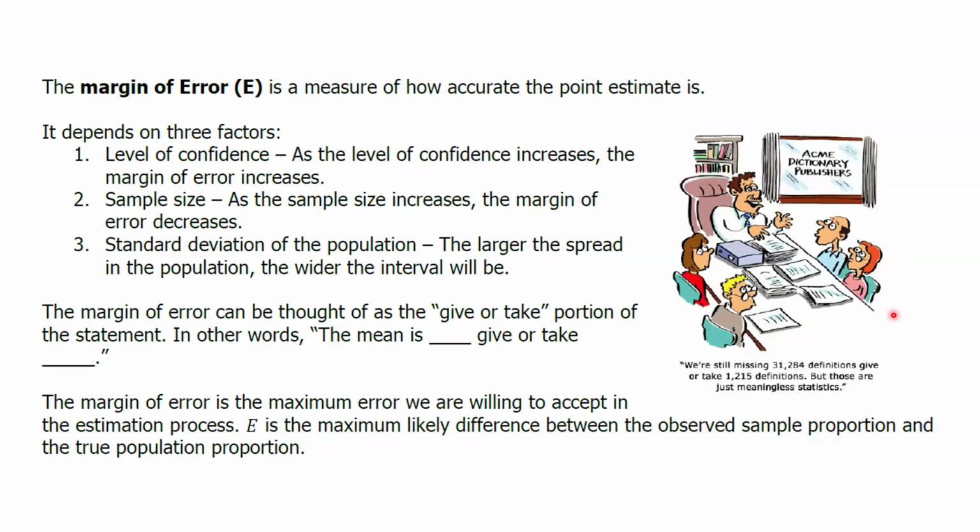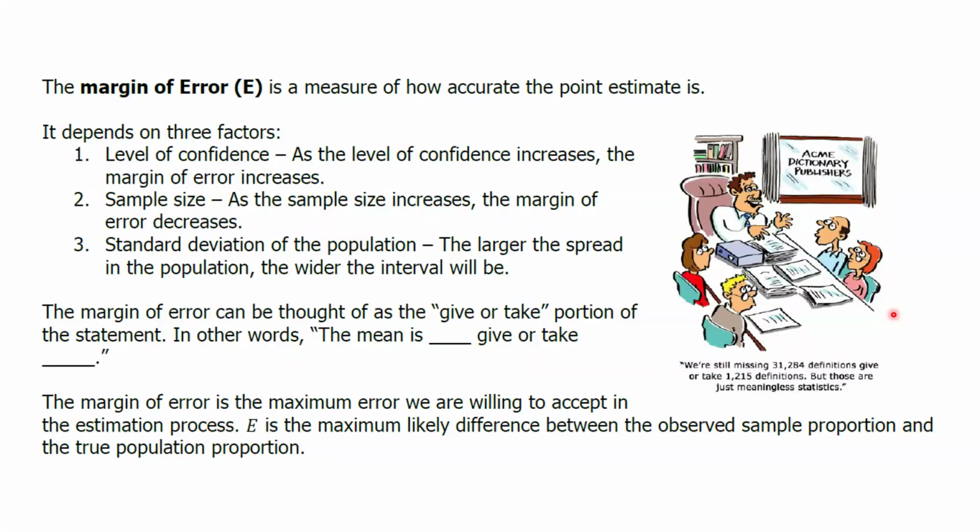Sample size. As the sample size increases, the margin of error decreases. So larger samples give more precise estimates. And number three, standard deviation of the population. The larger the spread in the population, the wider the interval will be. So more variable populations equals less precise estimates.